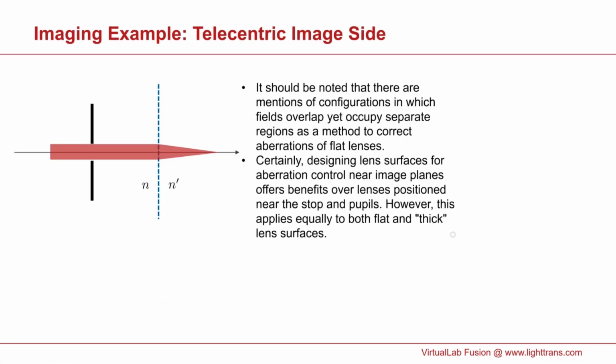It should also be noted that there are mentions of configurations in the literature, on meta-lens in particular, in which fields overlap yet occupy different regions on the lens where we would like to have the flat lens. Certainly, designing lens surfaces here in this area close to the image plane, here for the telecentric image side situation, benefits over lenses positioned near the stop, because we have some kind of separation here. These are just a few samples, of course.